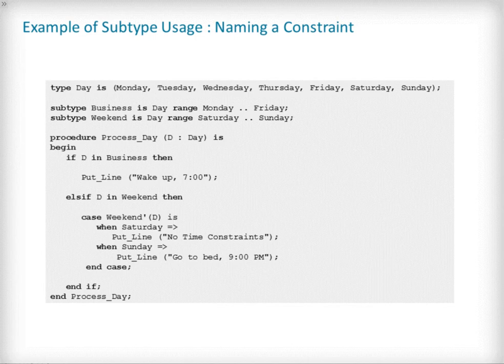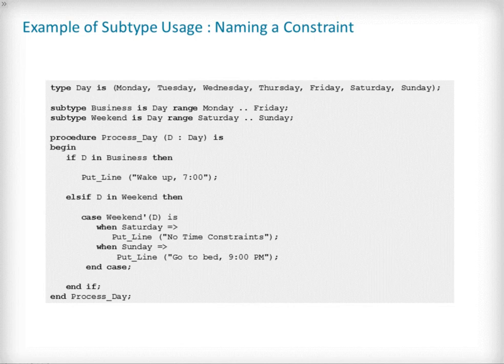That's fairly straightforward, and we then come to a procedure called process day that accepts a parameter called d of the type day. The first line of procedure process day tests to see if the object d is in the range of the subtype business, and if so, prints out a string about waking up at 7 AM.